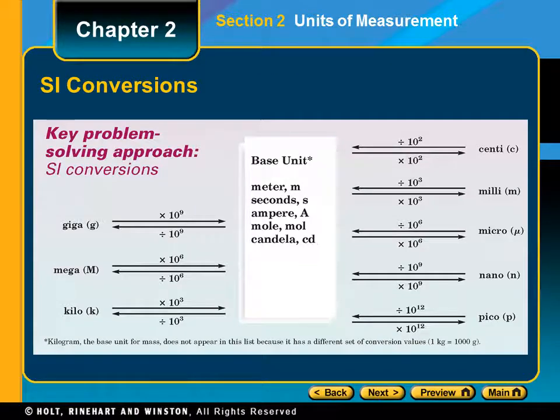This chart is in your book, and it shows the relationships, remembering the basic units: meter, seconds, ampere, mole, candela. Okay, and these are just prefixes that will show you where the different relationships are, from giga to mega to kilo to centi to milli to micro to nano to pico. Everything's going to be based on 10, so everything is related, and your conversion factors will be based on that as well.